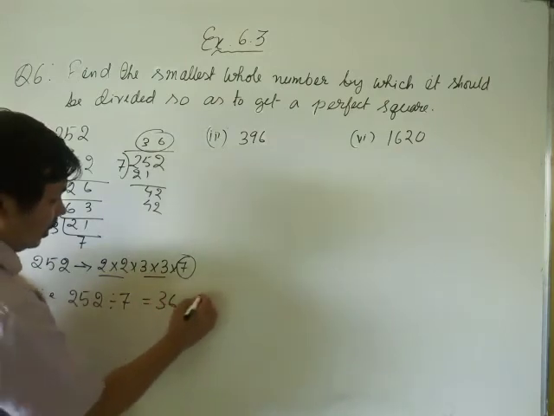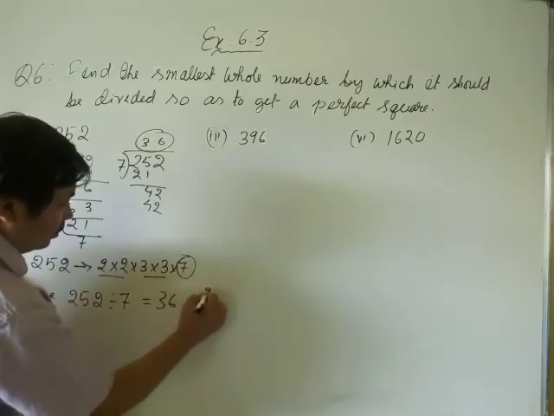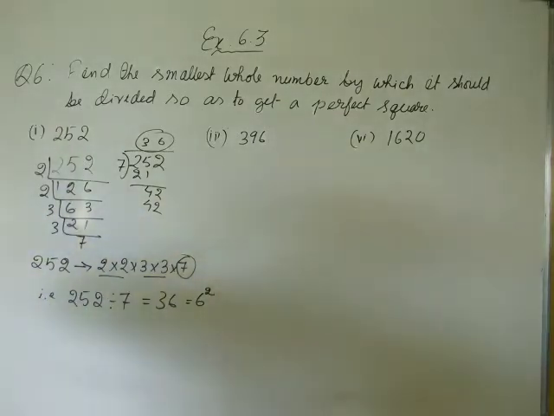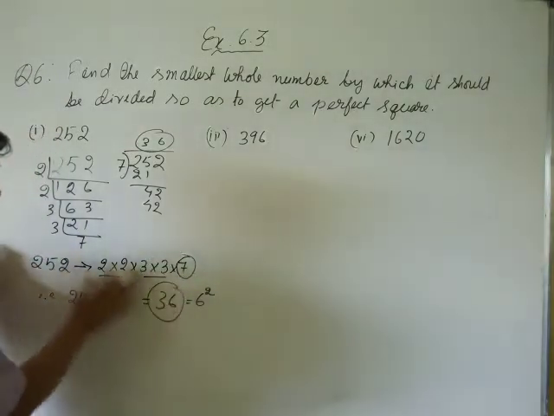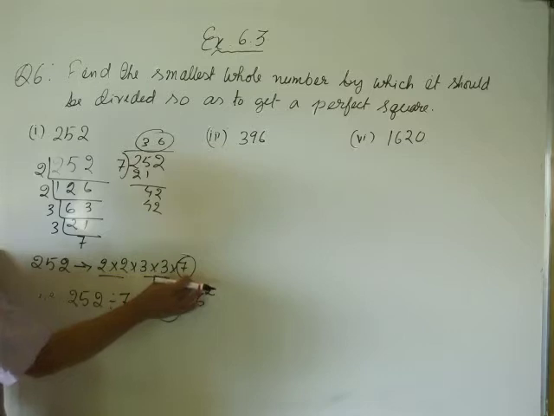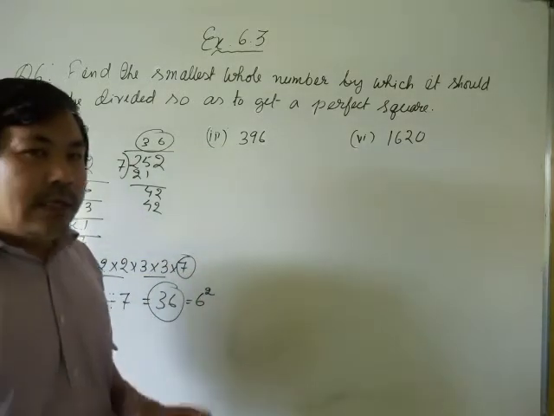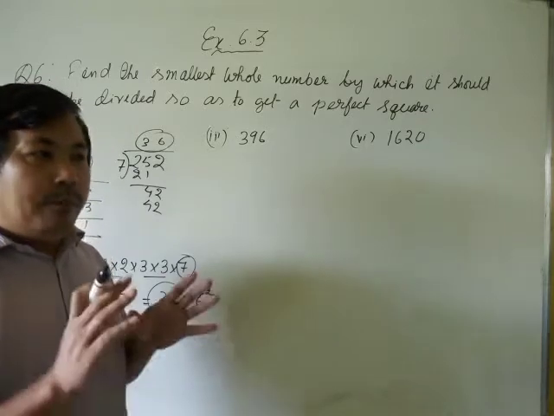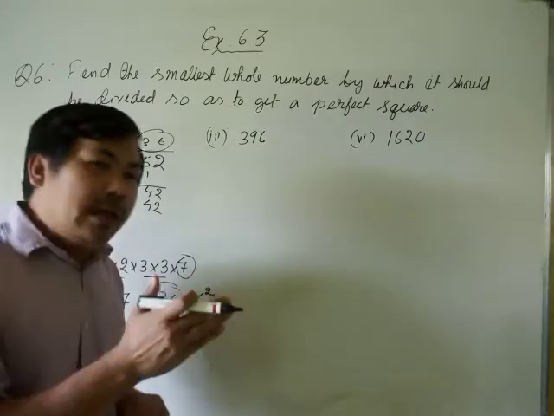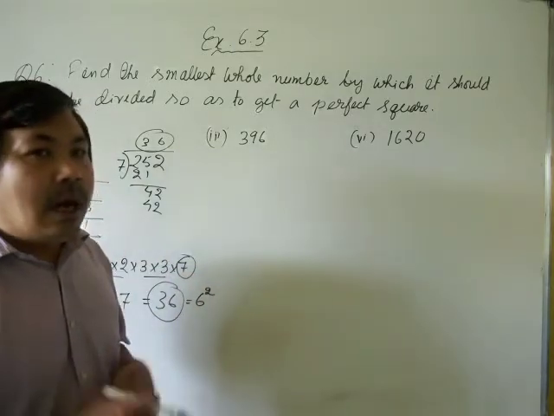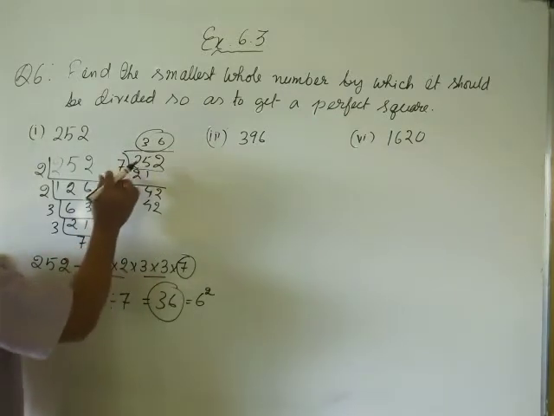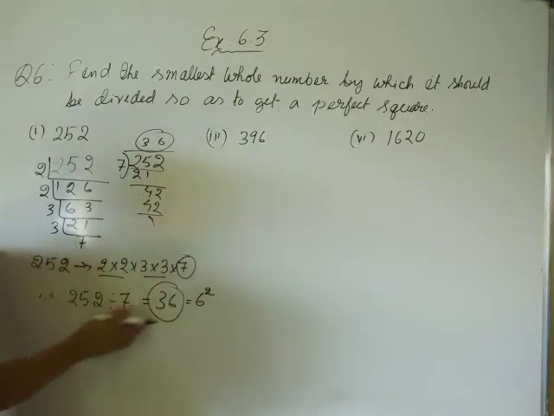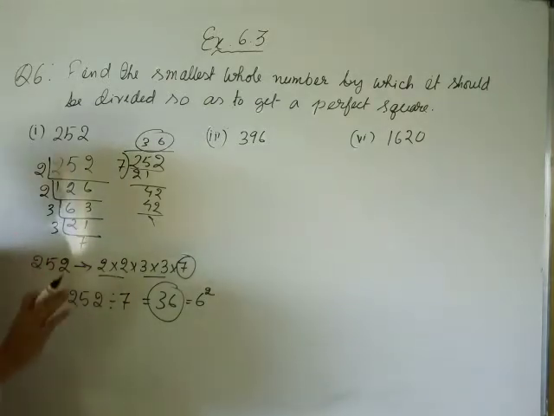So 36 is 6 square, isn't it? So this becomes a perfect square now. If we divide the number given here by 7, where do we get the 7 from? From the prime factorization. When we pair the numbers, we get one number unpaired. The unpaired number is the number to be divided by, so that the number becomes a perfect square. Understand? We can check here. We divide this number by 7, so we get 36. 36 is the perfect square, since 6 times 6 is 36.